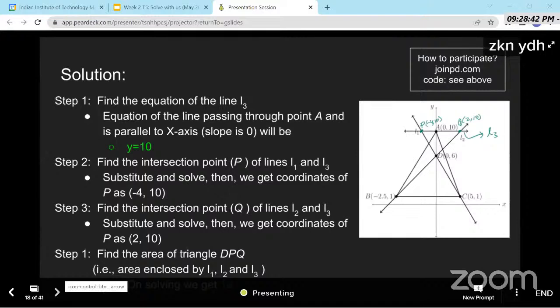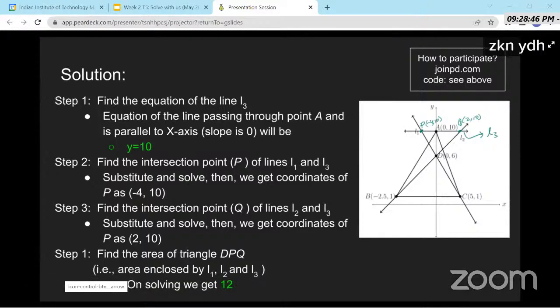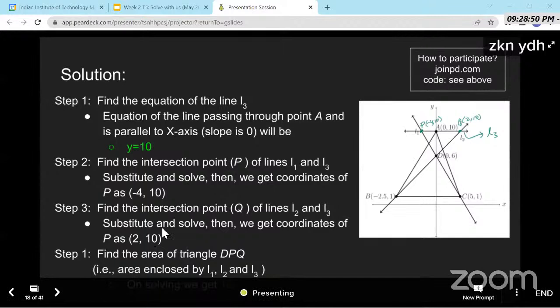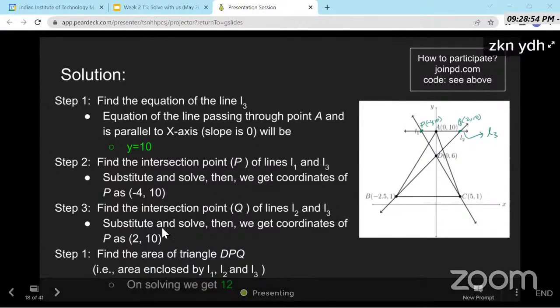Sir, I had a doubt. Can I? Sir, it was related to both question number 2 and question number 3. So the line which is passing through the axis, that D line.